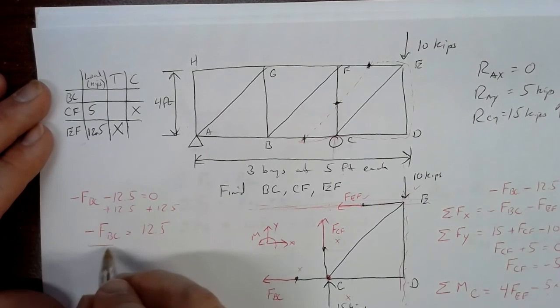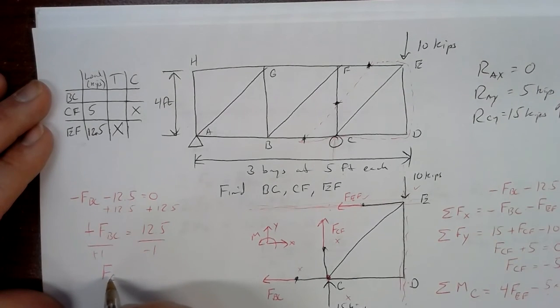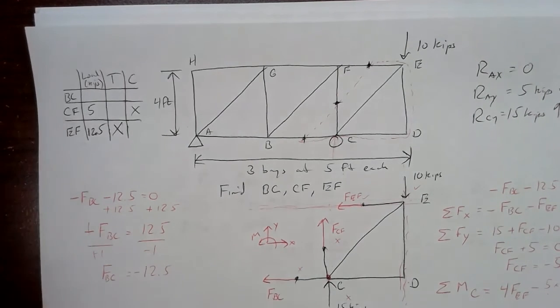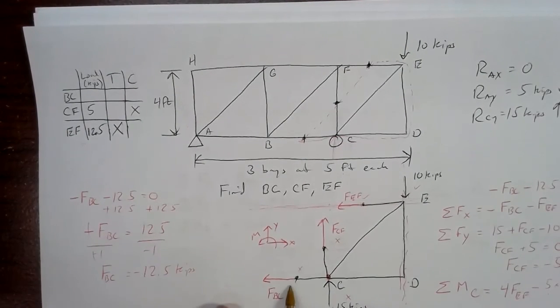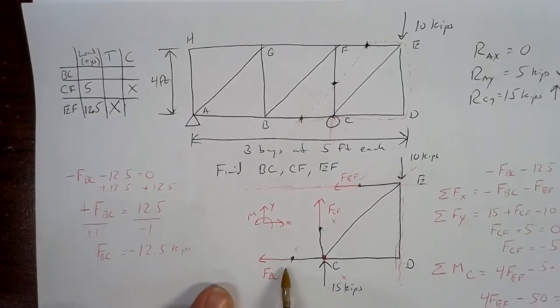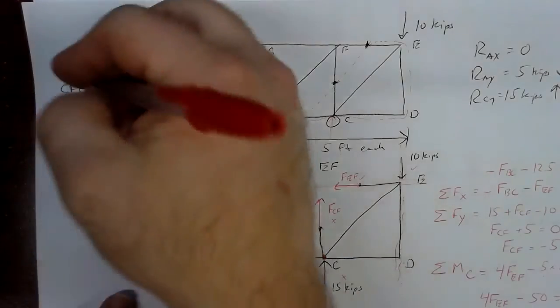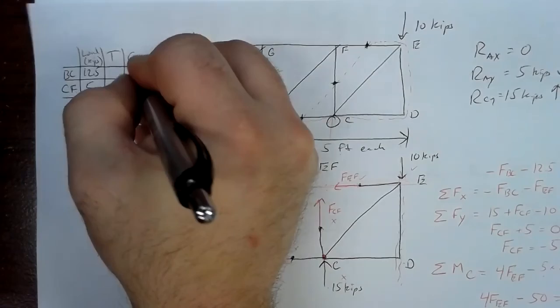You then have to deal with that negative 1. Maybe divide both sides by negative 1. That'll make FBC positive, but it'll make the 12.5 negative. So FBC is negative 12.5 kips. That means our assumed direction for member BC is incorrect. We assumed the rest of the truss pulls on member BC, putting it into tension. Our math tells us our assumption's wrong. So member BC must be in compression. So member BC carries a load of 12.5 kips, but in compression.